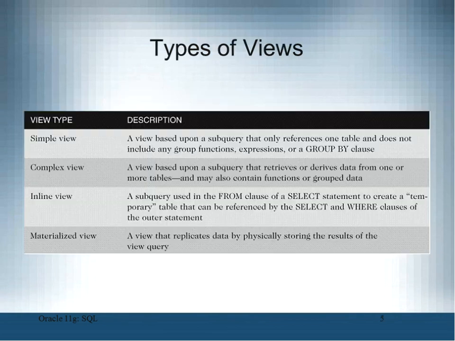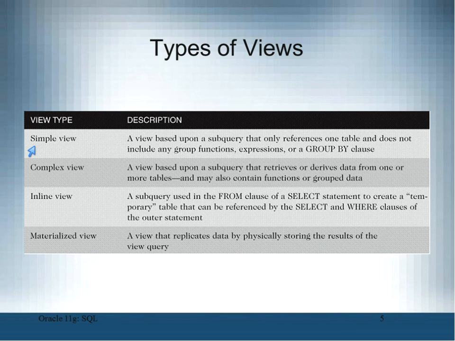Okay. Let's look at the types of views that we have. Simple view: this is a view based on a subquery that only references one table. So it's a select command on one particular table, like the books table.